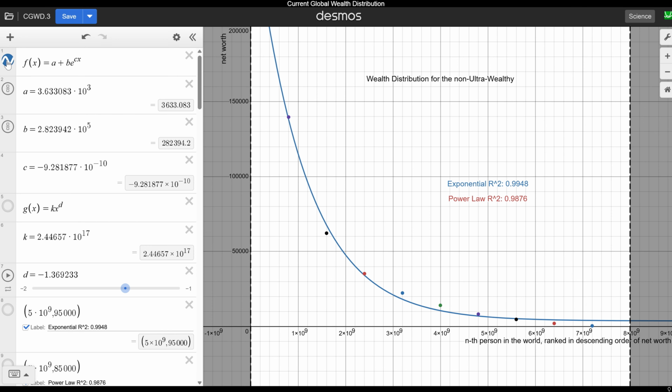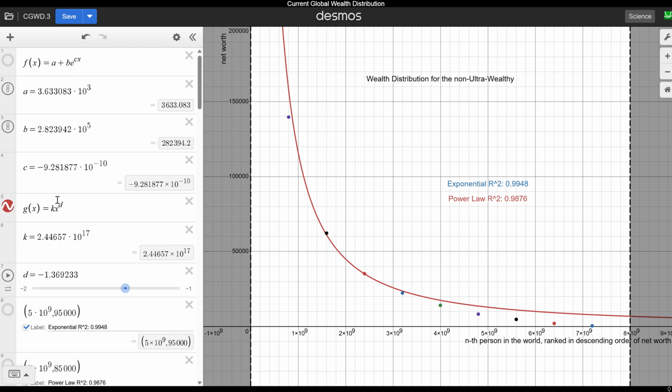In blue, we have the exponential curve fit to the data points, and in red, we have the power law curve fit to the data points. Focusing on the exponential curve first, we see that all points are fairly close to the curve. Doing the same for the power law curve shows that the higher net worth points are close, but the lower net worth points are significantly further.